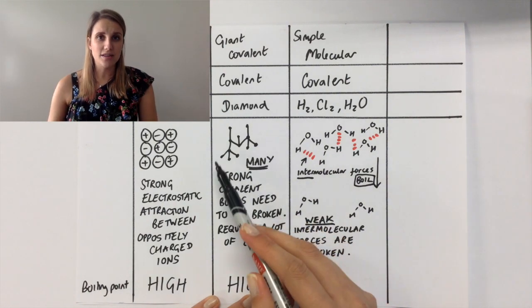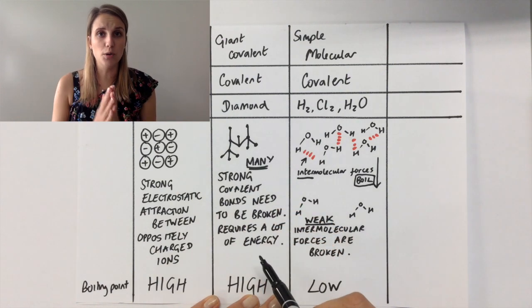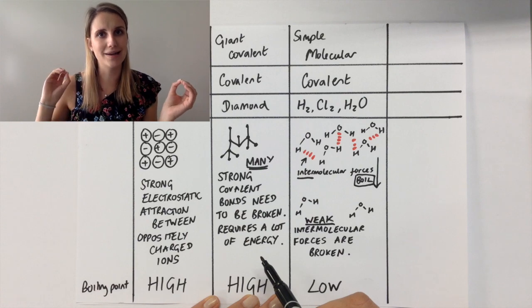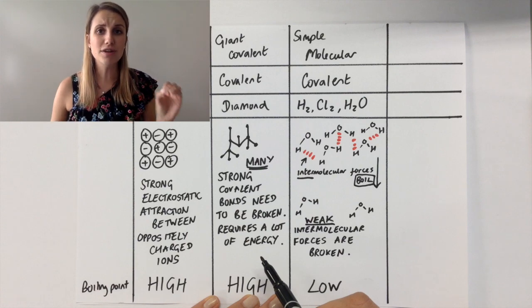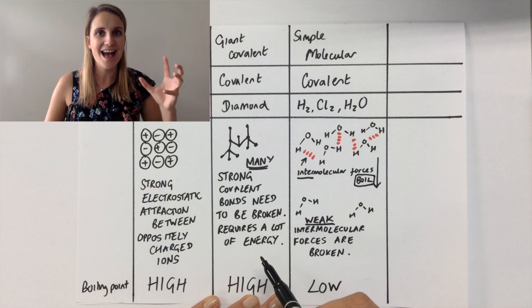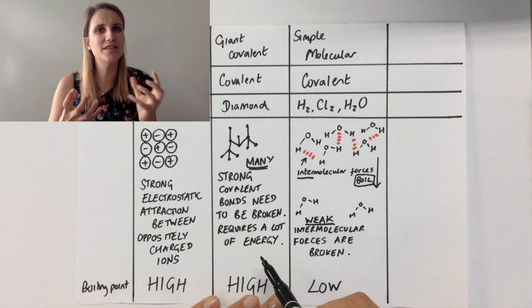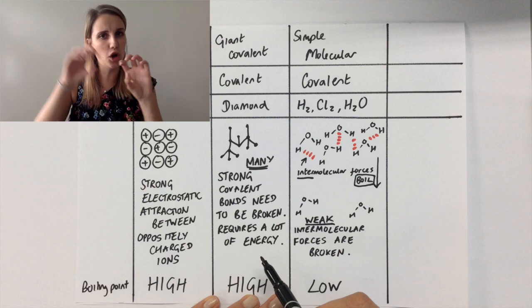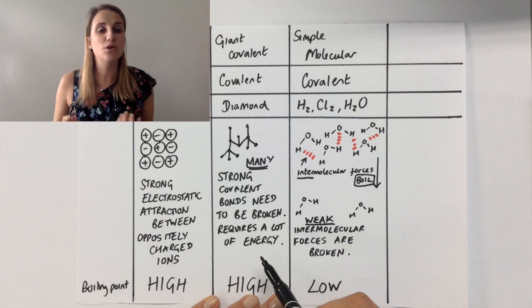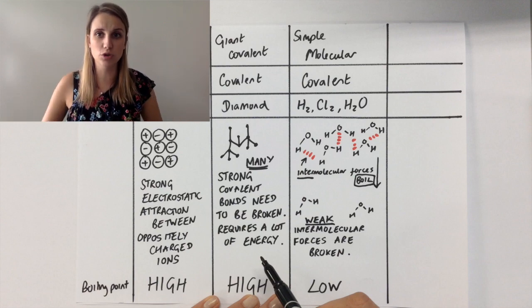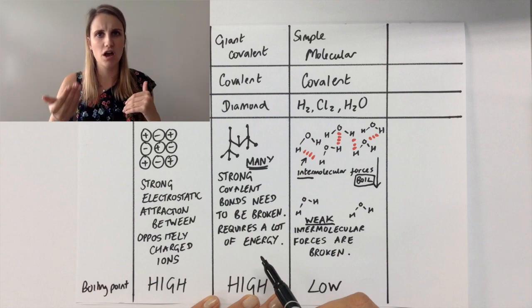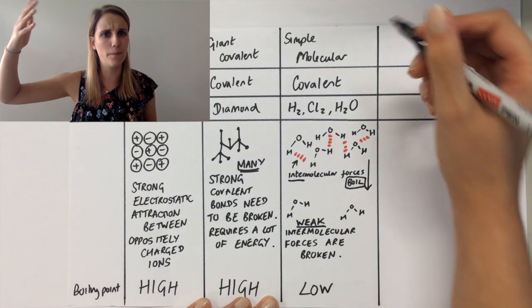Now you may be thinking that both giant covalent and simple molecular have covalent bonds, but one has a high boiling point and one has a low boiling point. The reason for this is that in diamond, graphite or silicon dioxide, everything is bonded to everything. You don't have any molecules in diamond or graphite. That means you have no intermolecular forces, because you can't have intermolecular forces between molecules when you only really have one big molecule.